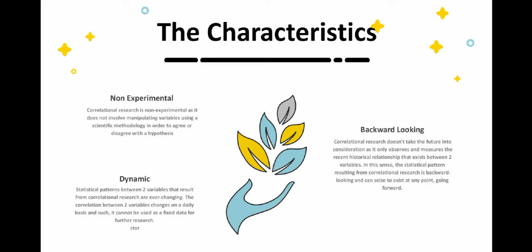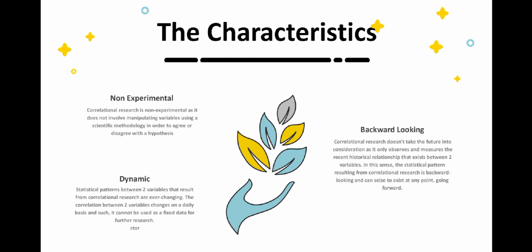Statistical patterns between two variables that result from correlational research are ever changing. The correlation between two variables changes on a daily basis and as such, it cannot be used as fixed data for further research. The last is backward looking.